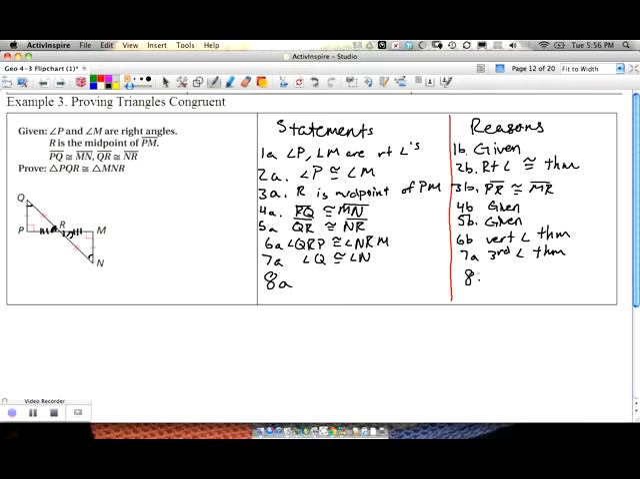The finale is here. Step 8. Oh my goodness, this took quite a while. So we are going to write the finale. Triangle PQR is congruent to triangle MNR. Why? Definition of congruent triangles. Let's see if I can even use my symbols correctly. Definition of congruent triangles. That was long.